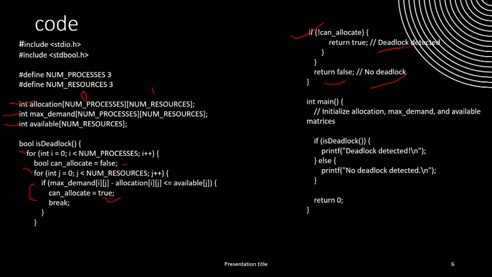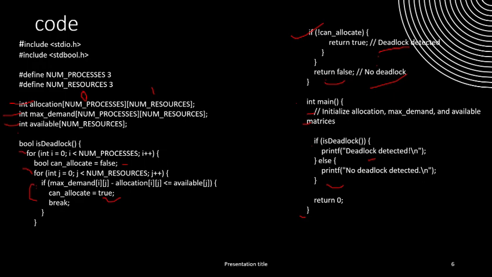This means there is some meaning to it, which I will mention in the comments. Now in the main function, what we have done is we have initialized the allocation, max demand, and available matrices. Okay. If deadlock, printf: if it is deadlock, then print deadlock detected. If it is not, print no deadlock detected, and return 0.